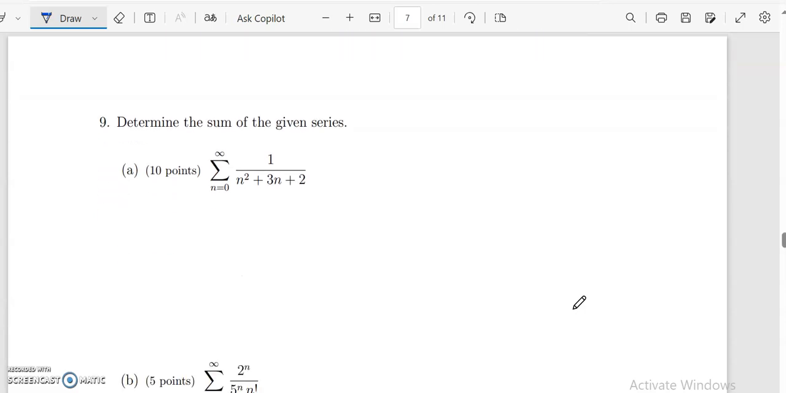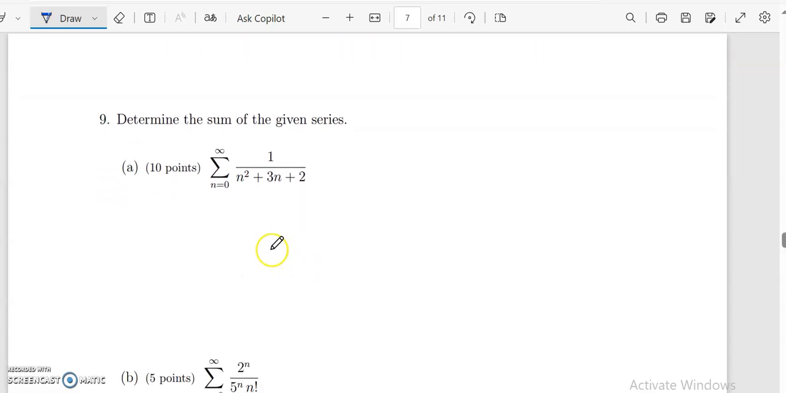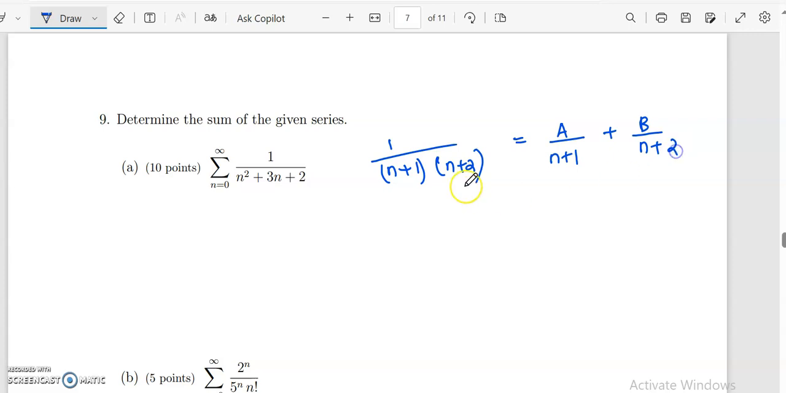And next one, we need to determine the sum of the series summation n equal to 0 to infinity 1 by n square plus 3n plus 2. Now 1 by n square plus 3n plus 2 will be equal to 1 by, so this can be factored as n plus 1 into n plus 2. Now by partial fraction we can write this as a by n plus 1 plus b by n plus 2. So equating the numerators, we'll get 1 equal to a into n plus 2 plus b into n plus 1.